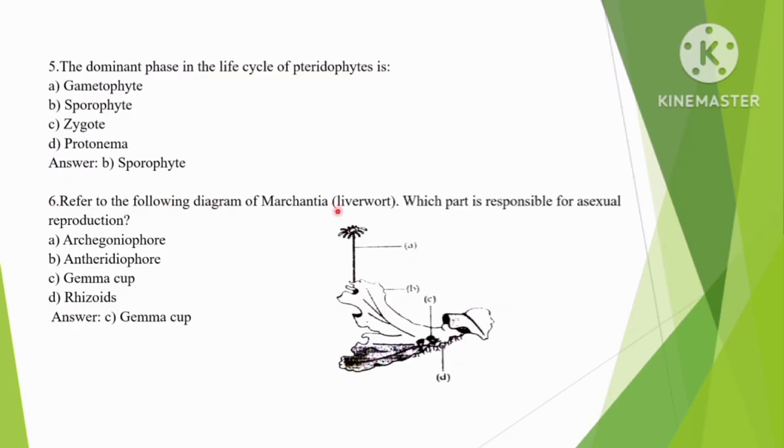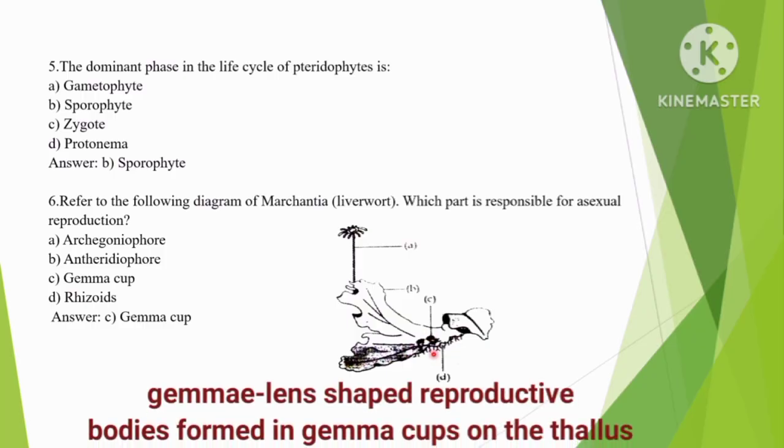Refer to the following diagram of Marchantia or liverwort. Which part is responsible for asexual reproduction? So here in this diagram you can find C, gemma cup. So the right answer is gemma cup. They are small lens-shaped reproductive bodies formed in gemma cups on the thallus. They detach and form new plants asexually through vegetative propagation. So the gemma cups form the gemmae.